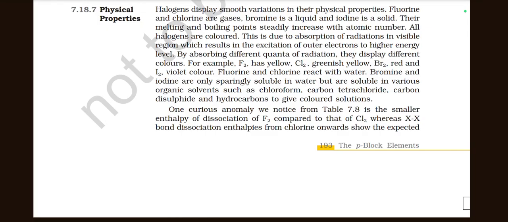Fluorine and chlorine react with water. Bromine and iodine are only sparingly soluble in water, but are soluble in various organic solvents such as chloroform, carbon tetrachloride, carbon disulfide, and hydrocarbons to give colored solutions. One curious anomaly we notice from Table 7.8 is the smaller enthalpy of dissociation of F2 compared to that of Cl2, whereas X-X bond dissociation enthalpies from chlorine onward show the expected trend.